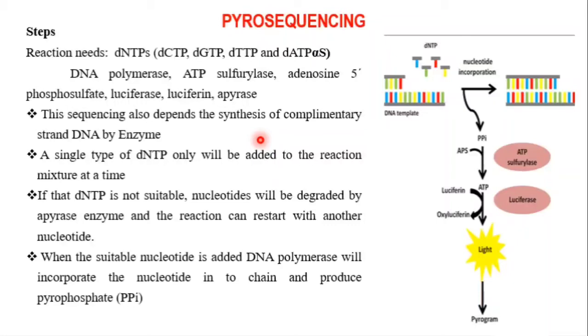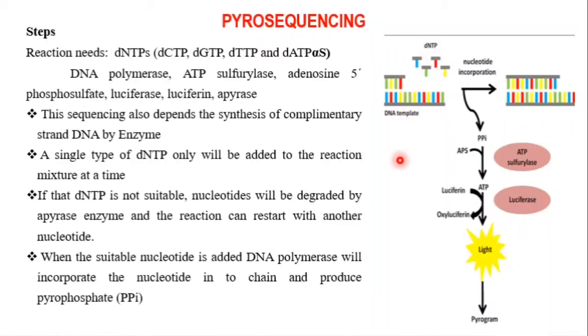But in the case of pyrosequencing, a single type of dNTP only will be added to the reaction mixture at a time. That means at a time only one type of dNTP will be present in the reaction mixture. For example, here we will add only one dNTP.